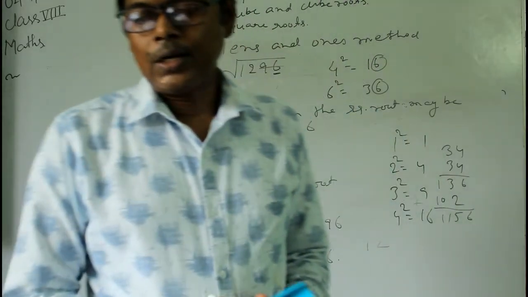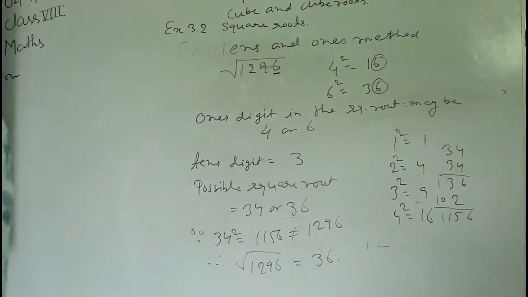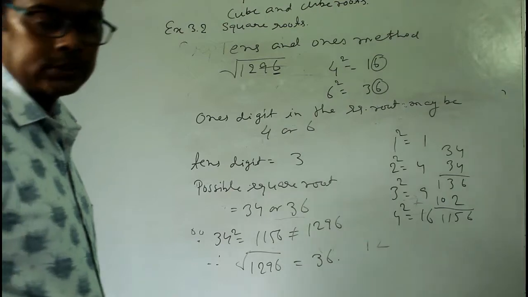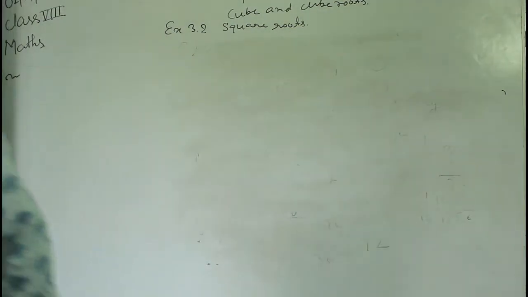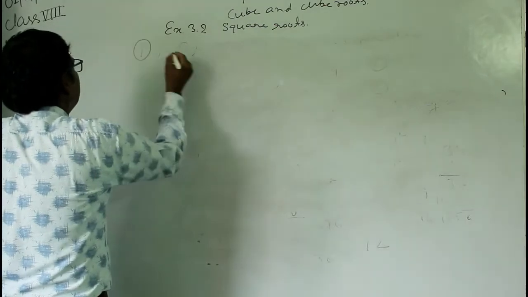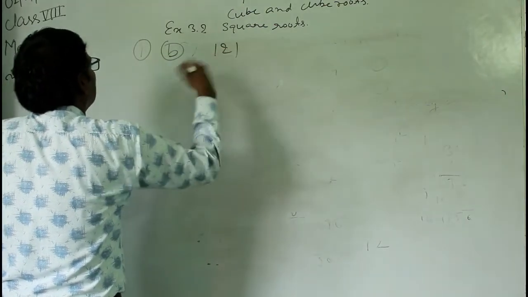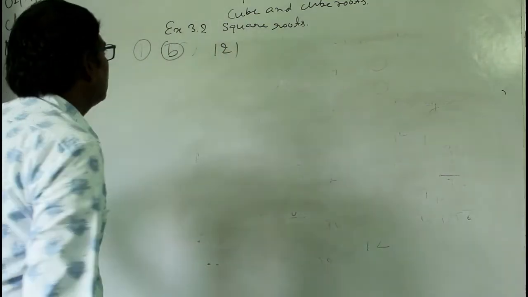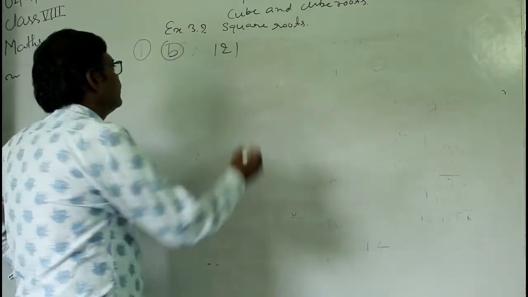Now let us solve some questions from exercise 3.2. Find the square root of the following numbers by successive subtraction. Question number 1, part B: 121. We have to find the square root of this number by using successive subtraction of odd numbers.